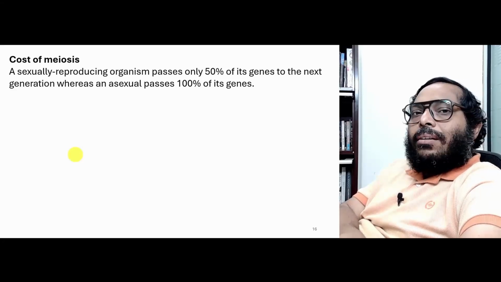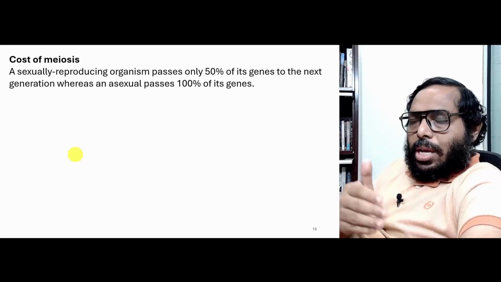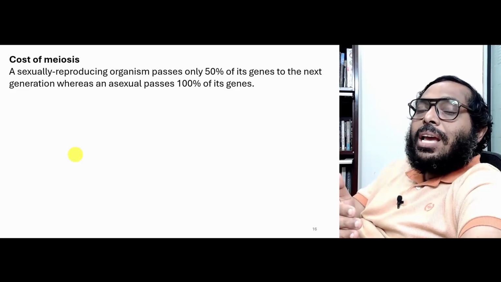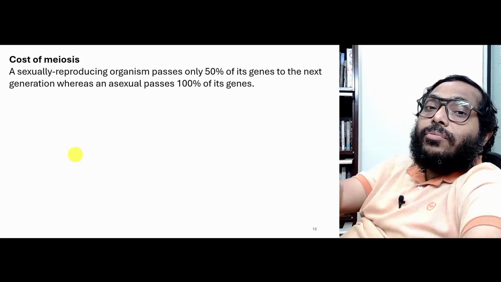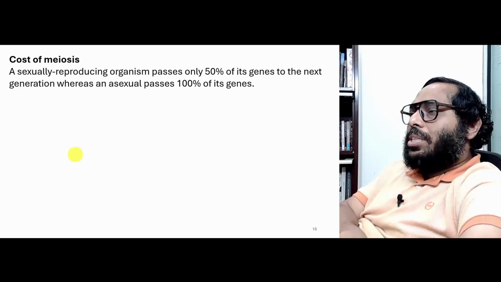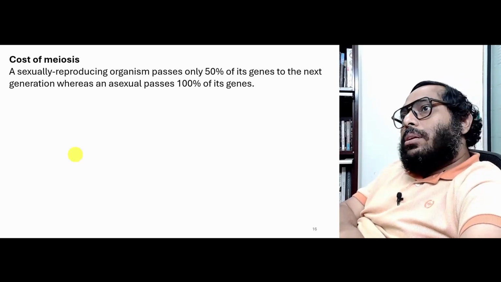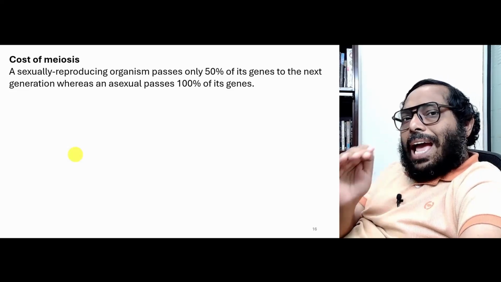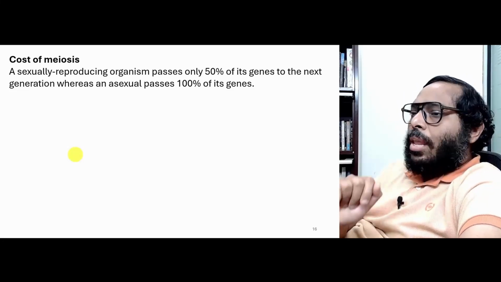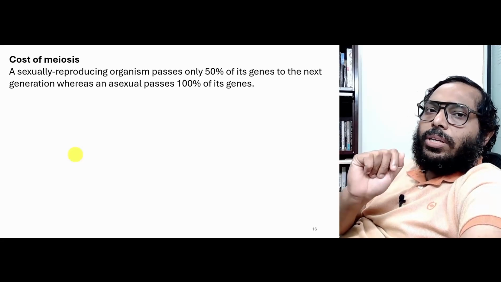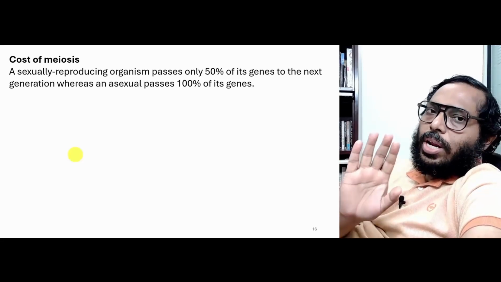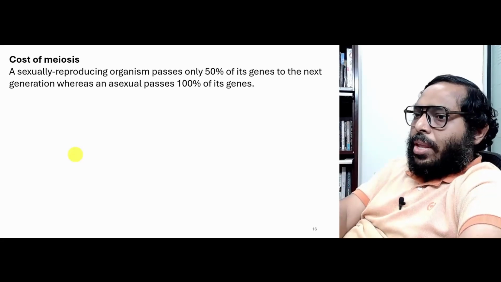On the other hand, an asexually reproducing organism is essentially reproducing clonally, which means it is passing on 100% of its genes to its next generation, barring a few mutations here and there, and therefore, the relatedness that it has to its offspring is total, 100%, right. So, in other words, if you are sexually reproducing, you are not able to pass all your genes to your next generation, you are able to pass only 50%.